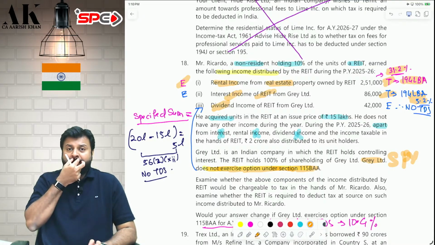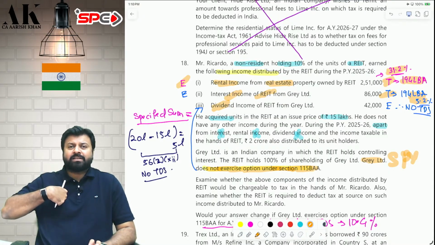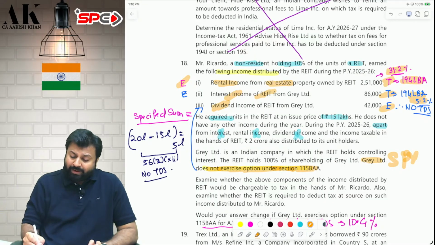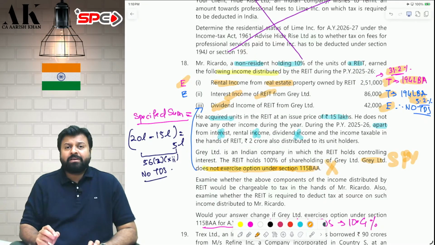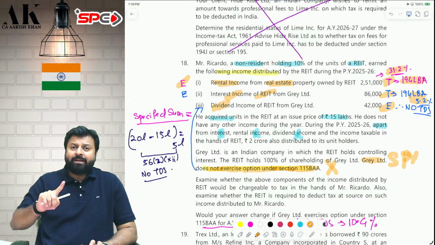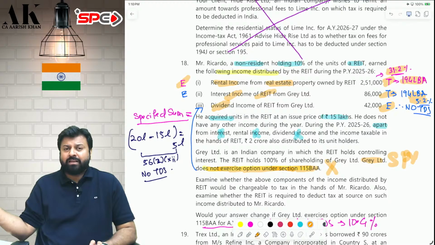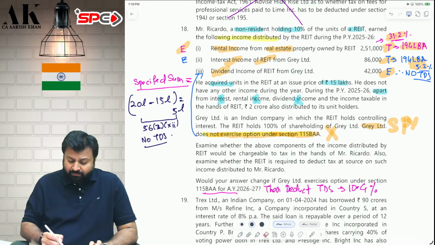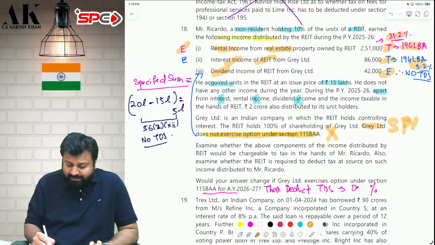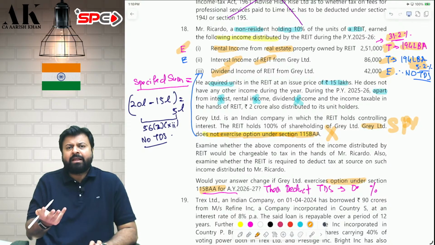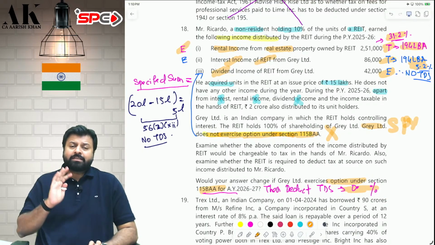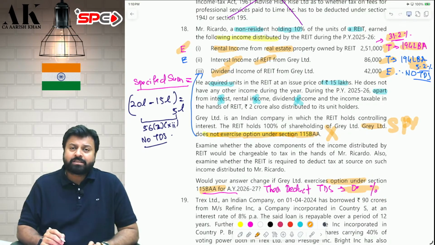Dividend income. What is the treatment of dividend income? Dividend income is always exempt in the hands of the business trust. In the hands of the investor also exempt. Why? Because the SPV is not following 115BAA. If the SPV is not following 115BAA, the dividend is exempt in the hands of the investor. But it is given in the last line: assume that the SPV follows 115BAA, then what will happen? Then it will be taxable, and you have to deduct TDS at the rate of 10%, plus cess.